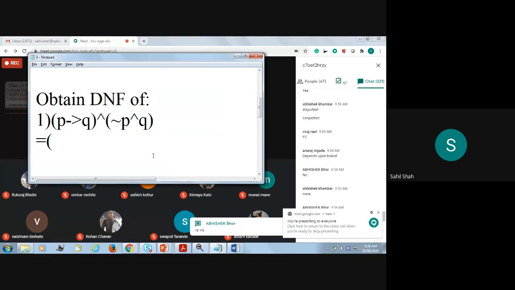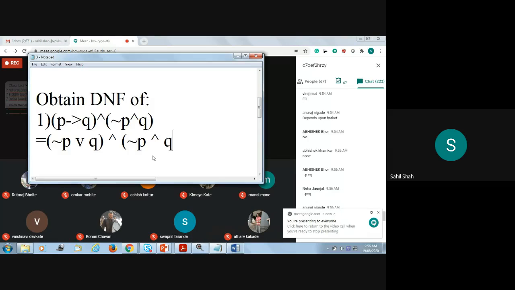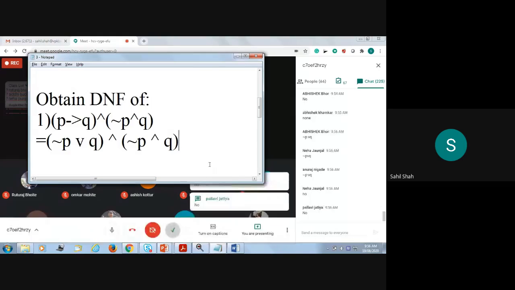Okay. Very good. So somebody is saying negation P or Q. Which law have we used? Law number 18, elimination of conditional. Okay. Then conjunction. Negation P, conjunction Q. Now check out whether this is in DNF. No, it is not in DNF.